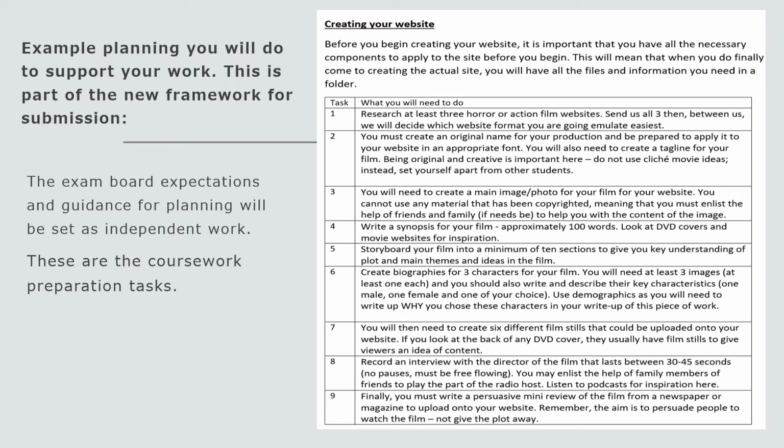Number 6. Create biographies for 3 characters of your film. You need to understand your characters, their motives, and more importantly, how they fit in with the genre that you've been asked to write for. You need at least 3 images, at least 1 for each character then, and you should also write and describe their key characteristics. That way, of course, it becomes much easier to decide what kind of photographs you want to take, and indeed who you want to, in inverted commas, employ for your production.